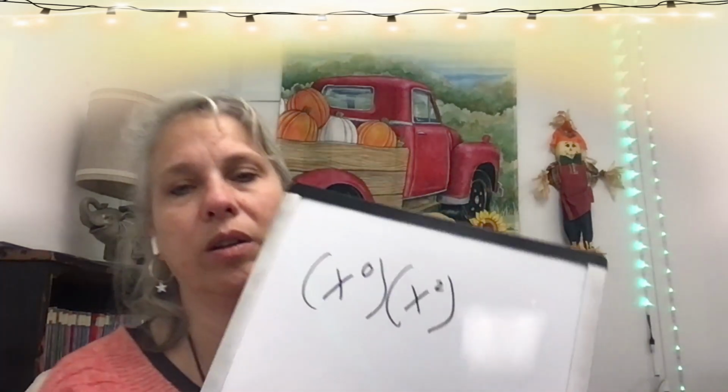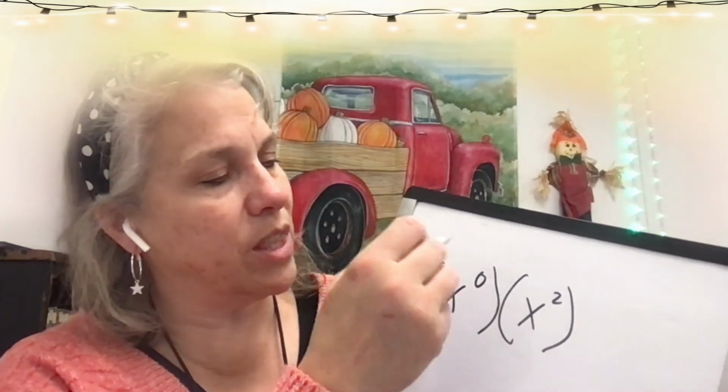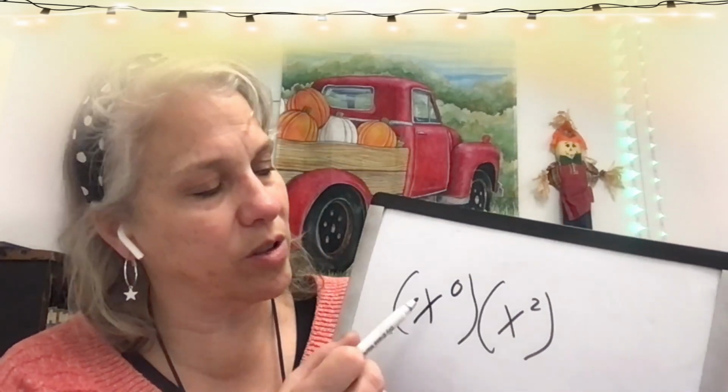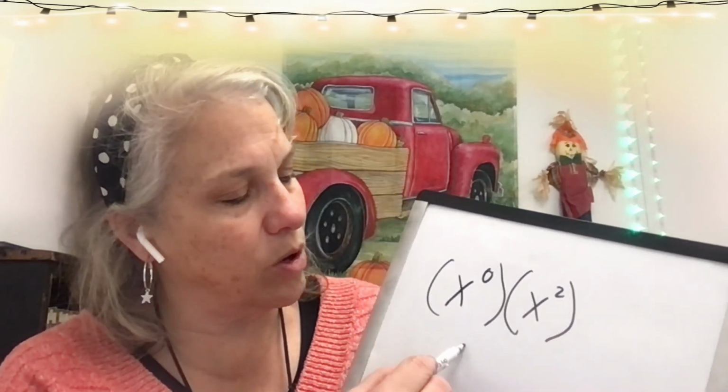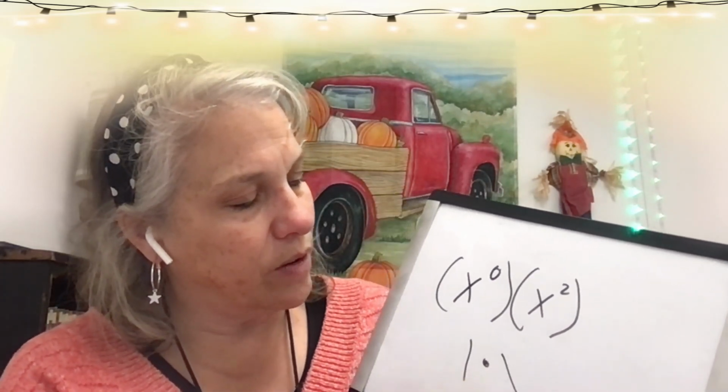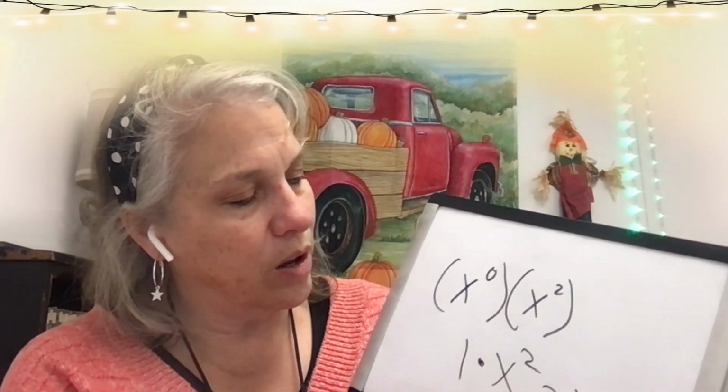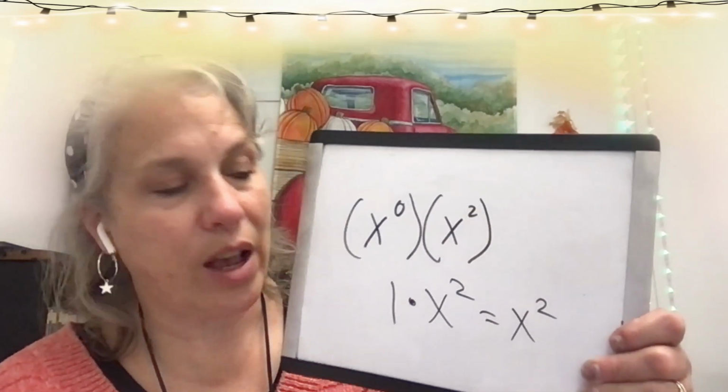Okay, number 10, I have x to the 0 times x squared. Now, this is not everything to the 0 power. This is just x to the 0. x to the 0 is 1, and then times x squared. So your final answer is x squared. So be careful on that. x to the 0 is not 0.